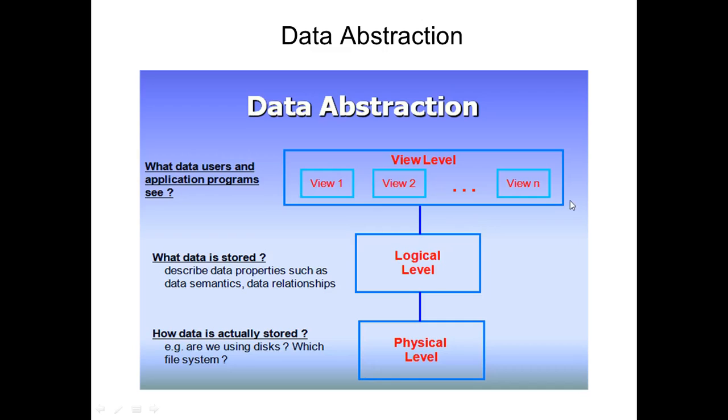Now how is this interaction done? View 1 means, suppose for a particular user, if he requires only particular data, then only that data is displayed to the user. That is view 1. Suppose for the XYZ user, he wants another part, then it can display only view 2. So for this case, multiple views are created. So here, what data users and application programs see will be described in view level.